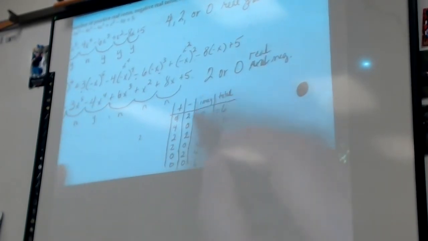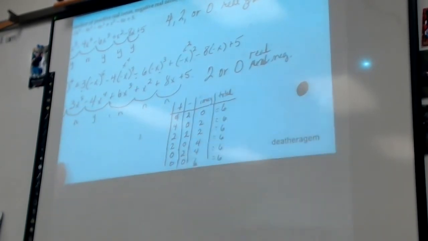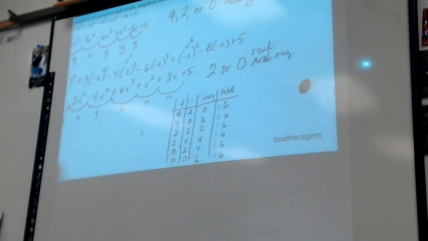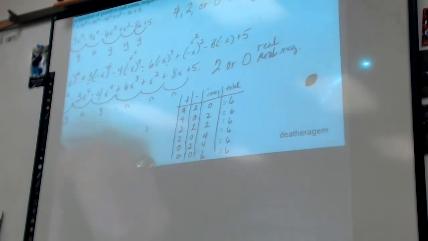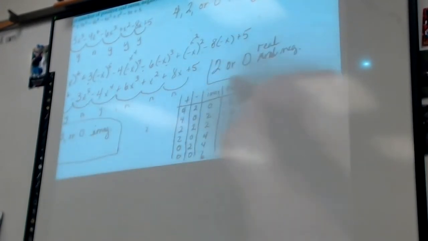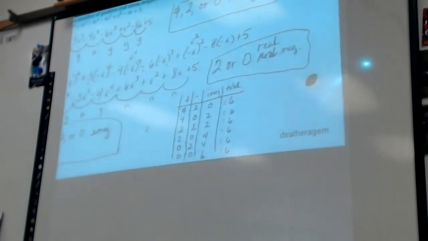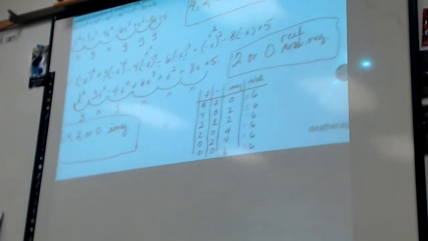So look at this column right here. How many imaginary are there going to be? So 6, 4, 2, or 0 imaginary. So those are your answers to that question.